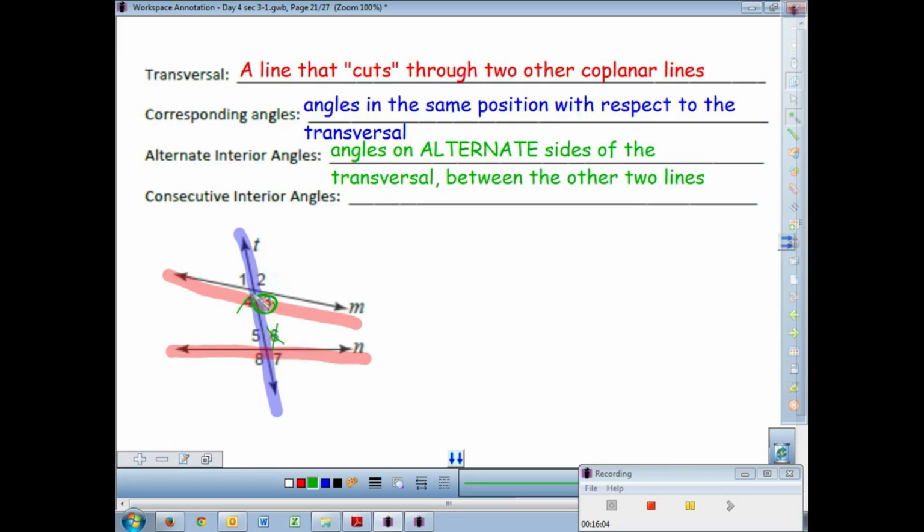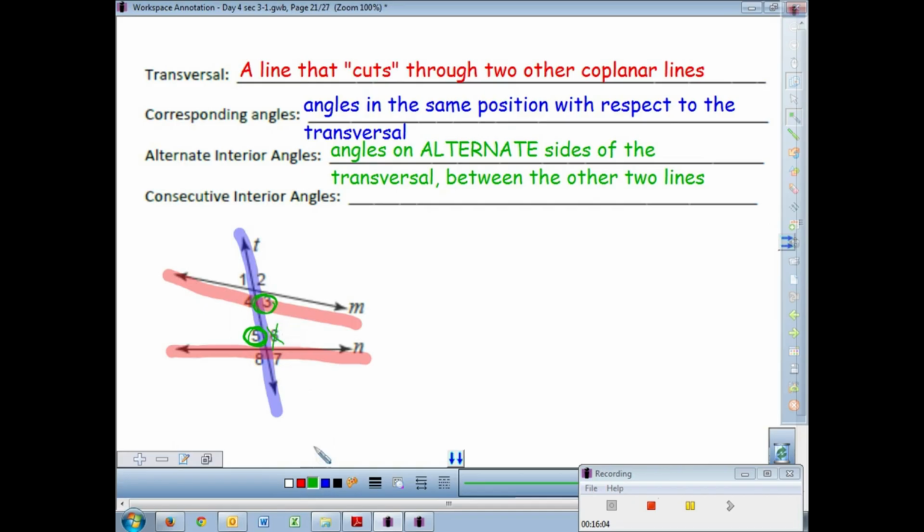Well, it can't be 4. The reason why it can't be 4 is because angles 3 and 4 are what we call a linear pair, right? They're already a type of angles we knew about. So you can't be a linear pair and alternate interior angles at the same time. You just can't be two different things. So angle 3 and angle 5 are alternate interior angles. They are on alternate sides of the transversal, and they are between the two lines.